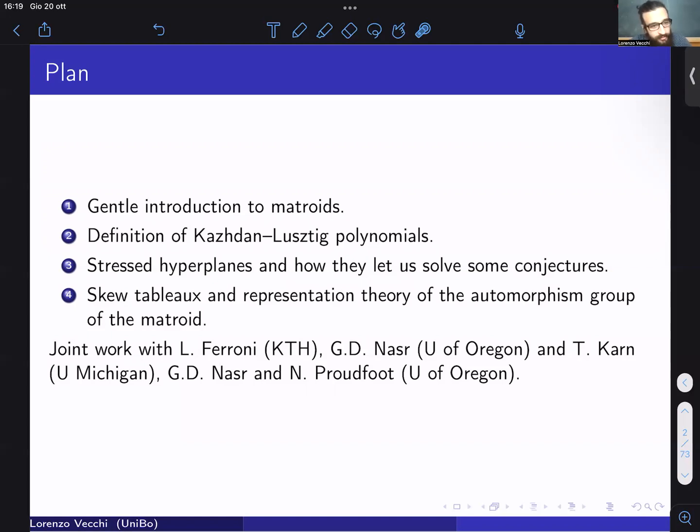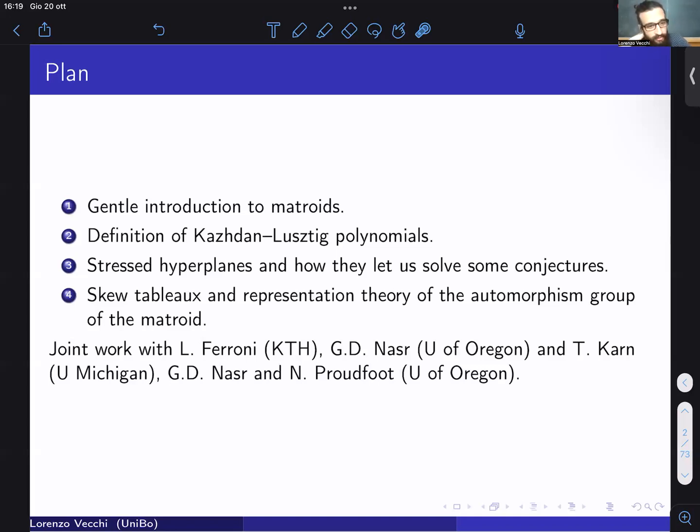So I will introduce the notion of stressed hyperplanes, and I will show how this lets us solve some of the conjectures related to these polynomials. And then lastly, I'm going to interpret the coefficients of these polynomials using Skew Young Tableaux. And I'm also going to interpret our results in terms of the representation theory of a group of symmetry acting on the matroid. And everything I'm saying today comes from two different works.